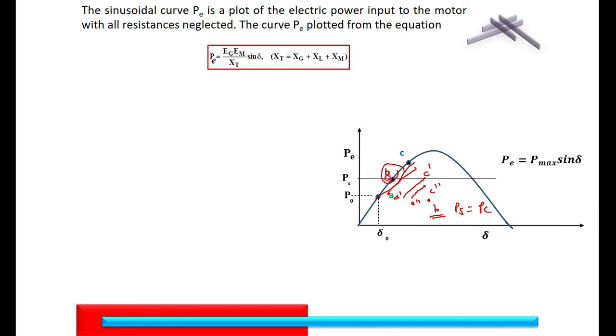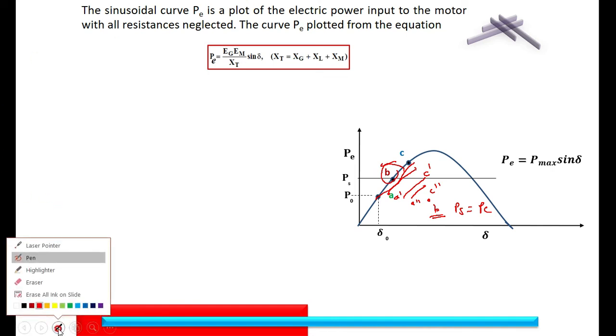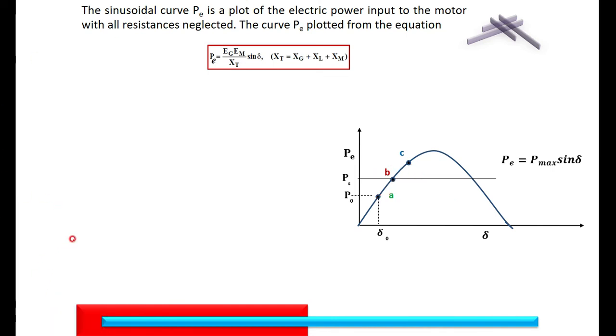Therefore, to get a stable point at point B as early as possible, your synchronizing torque or the damping torque plays an important role in settling to the new equilibrium position. We'll see with the help of a table what events are happening from A to B, B to C, C to B, B to A, all these things.